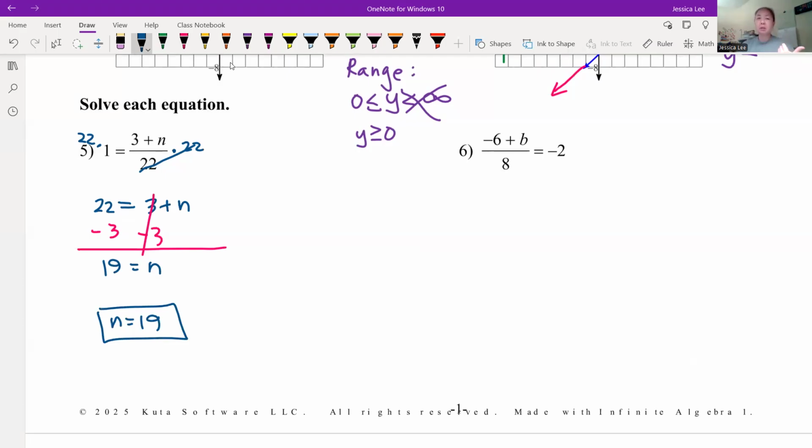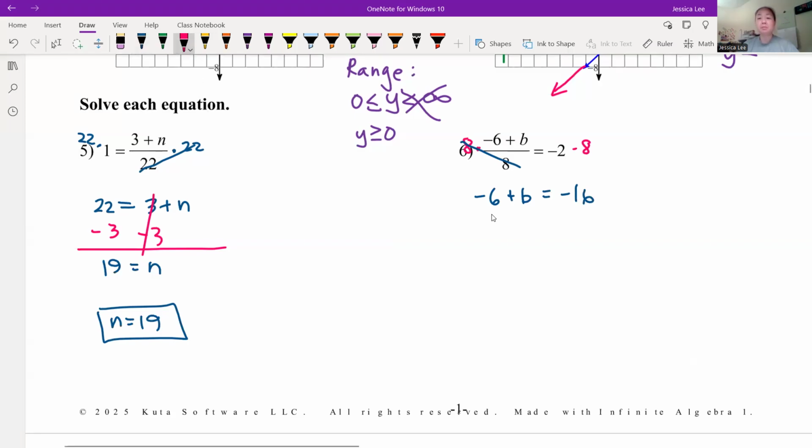All right, number 6. Look, it's kind of similar to number 5, right? So the first step is get rid of this 8 because it's covering both the -6 and the b. So we're going to multiply by 8. Multiply by 8. And what do we get? The 8's cancel out on the left, and we get -6 plus b. Make sure not to get the b and the 6 mixed up. -2 times 8 is going to be -16.